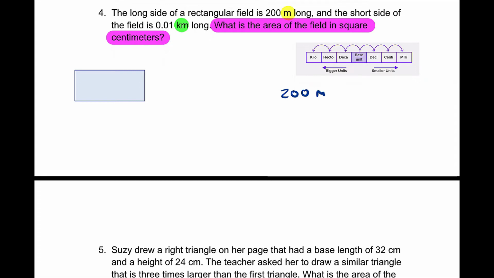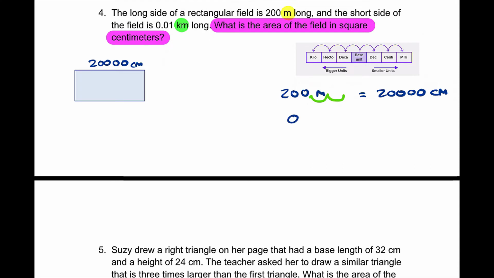Okay, so I will look at where we're at, base units, that's meters. And I'm going to centimeters, which means I need to take the decimal 2 spots to the right. So if I take this 2 spots to the right, 1, 2, I'm going to fill those areas in with zeros. So I'm going to have 200 and 2 more zeros. That's going to be centimeters. So this is 20,000 centimeters.